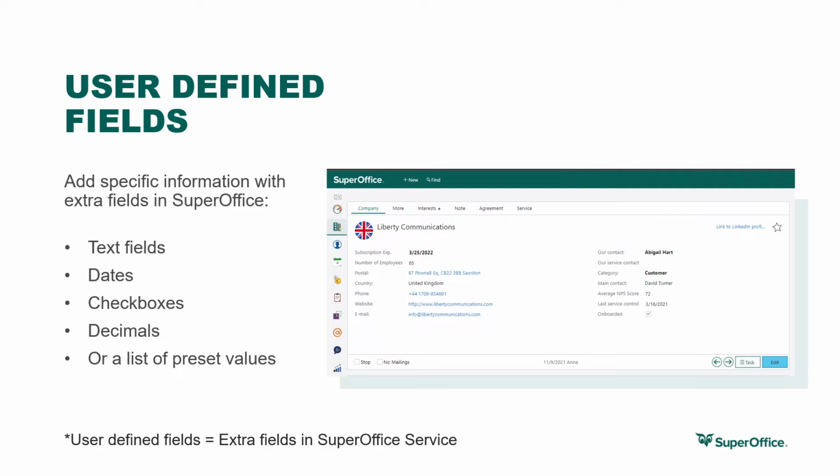You can add extra fields to all modules, and you can decide what the content of the field should be. And it doesn't matter whether it should be a free text field, a date, or a list of preset values. It's all possible. But note that when we're talking about user-defined fields, this is the CRM part. If you use SuperOffice Service, these are called extra fields. I will show you the difference later on.